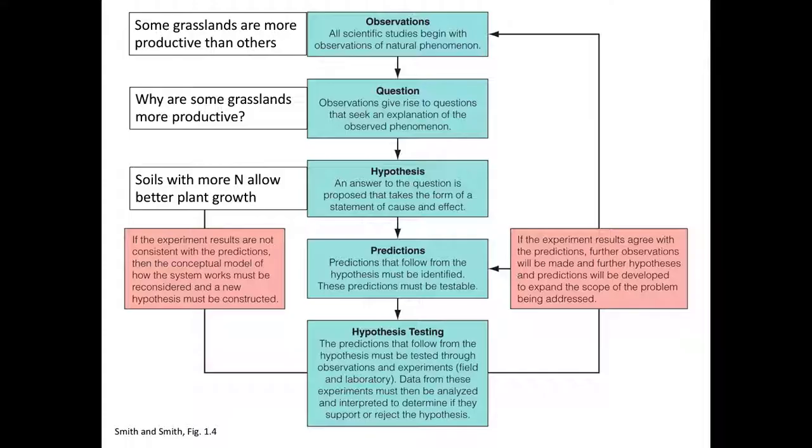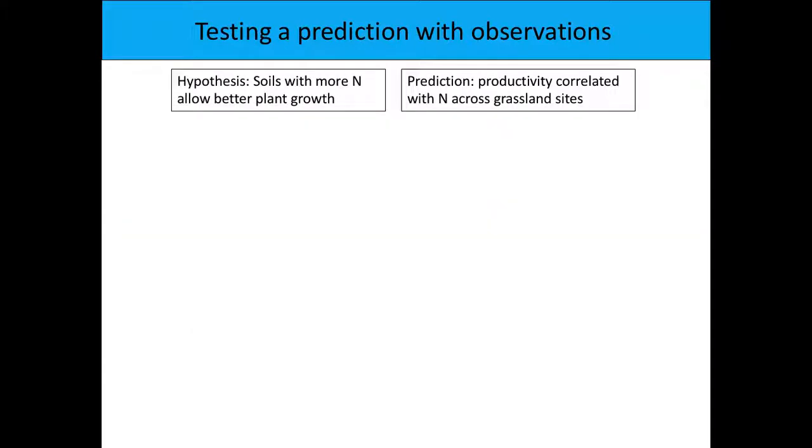This is something that we can go and design an experiment or make a series of measurements or run a mathematical model to test this prediction. And based on the results of our prediction, we can either say that it supports our hypothesis or it refutes our hypothesis. So let's follow this through. Our hypothesis is that soils with more nitrogen allow for better plant growth. From that, you make a prediction that productivity will be correlated with nitrogen across grassland sites.